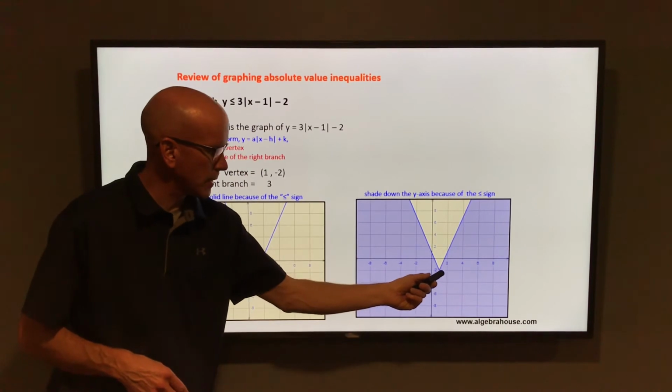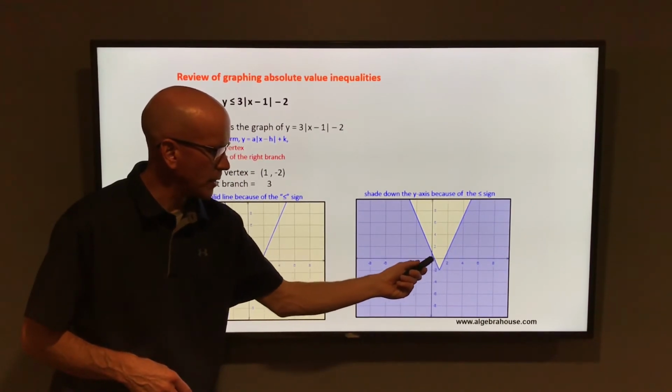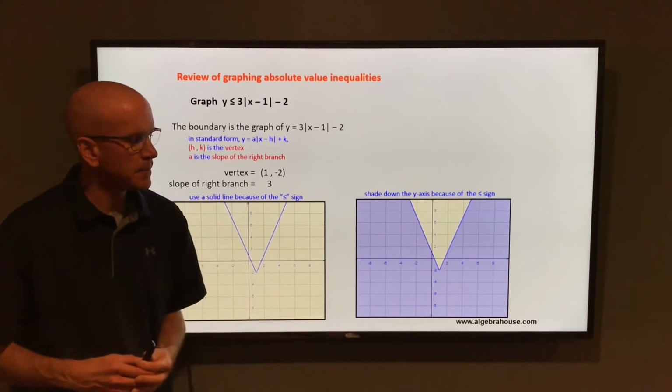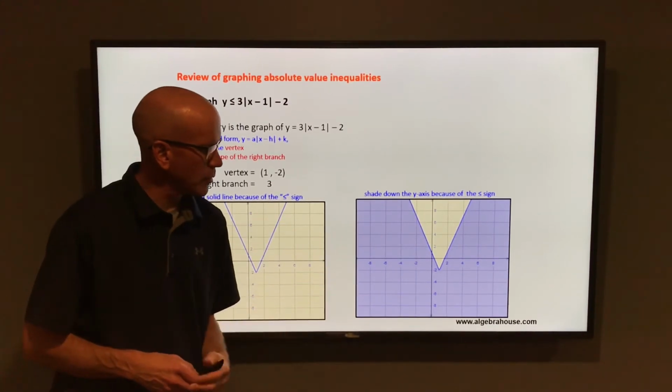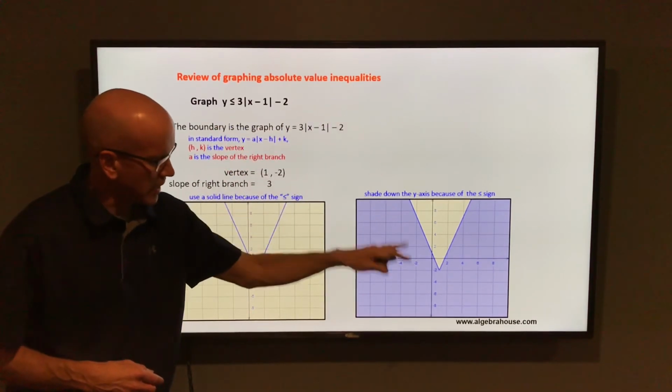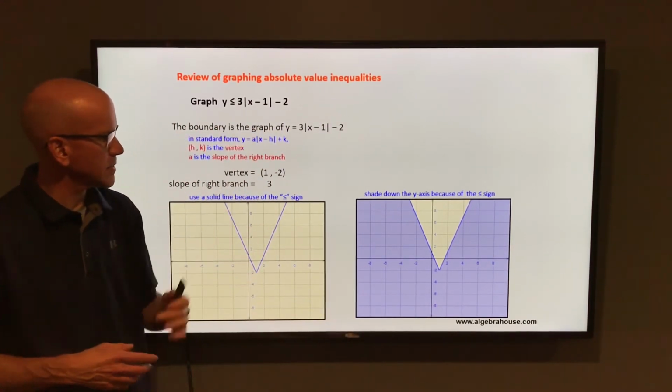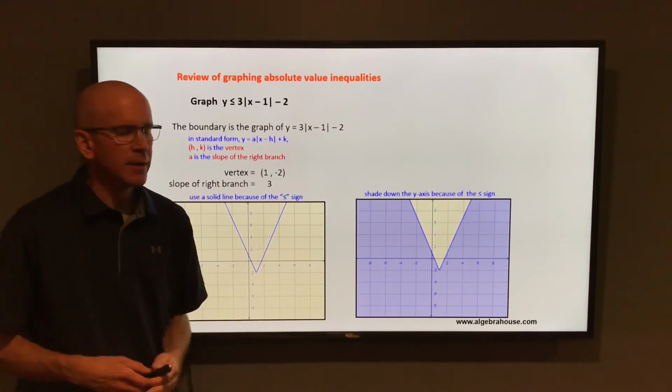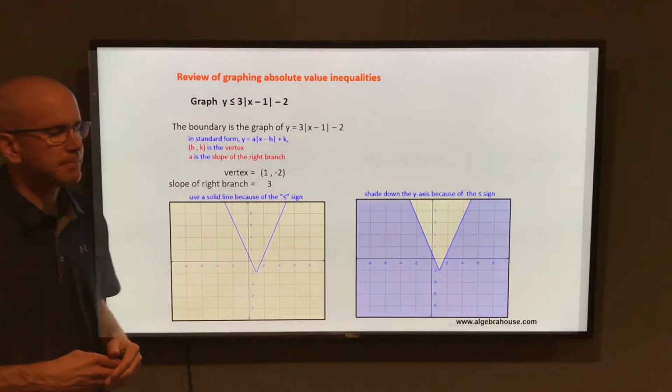So from that vertex, 1, -2, you could go up 3 and to the right 1, up 3 and to the left 1, put those 3 points down, draw a V-shaped graph through those 3 points, make it solid because you have a less than or equal to sign, and shade everything below, again, because you have the less than or equal to sign. So that is the graph of that absolute value inequality.